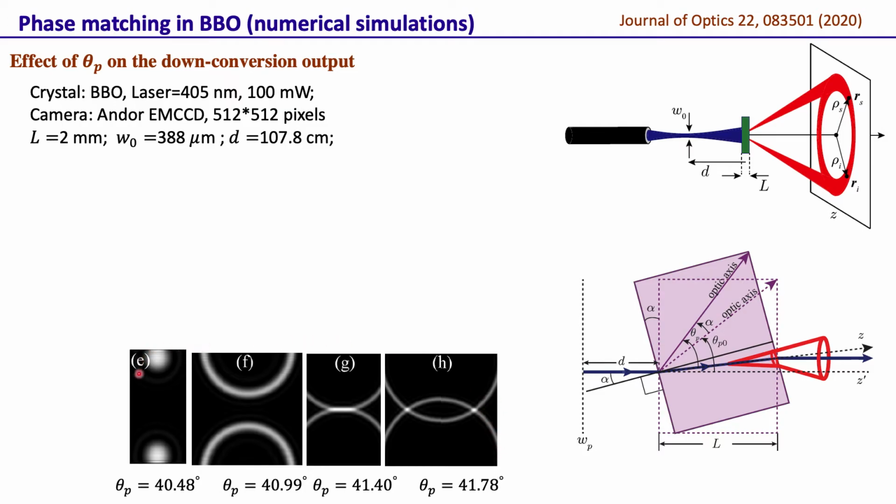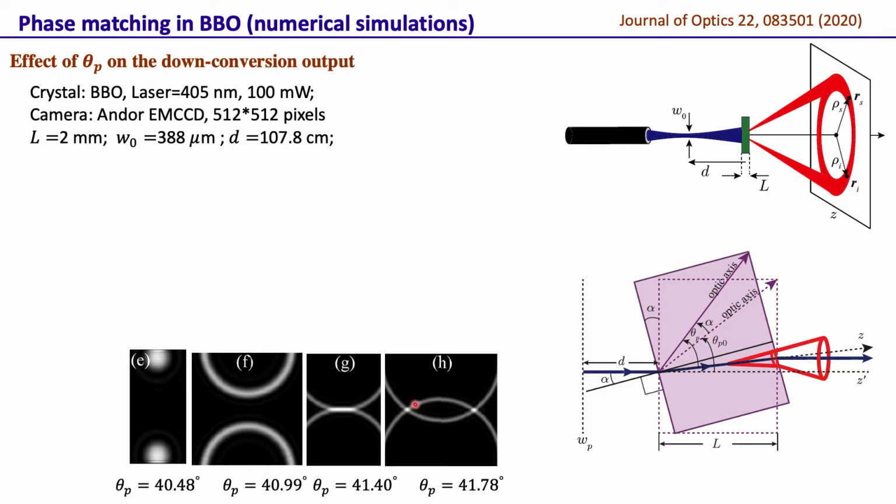So these are the type 2 phase matching conditions. That means this one is ordinary polarized and this one is extraordinary polarized, or vice versa. We can have it in any manner. So again, the phase matching starts at about 40.48 degrees of theta p, and from this point on, which starts as a blob, we see the ring, and then that starts touching and then starts overlapping.